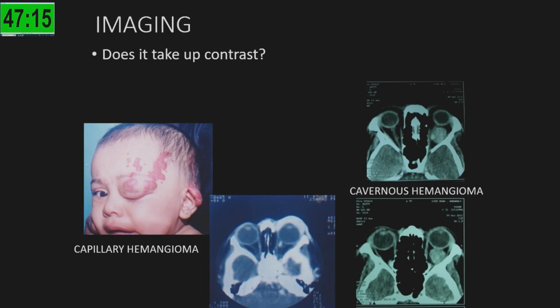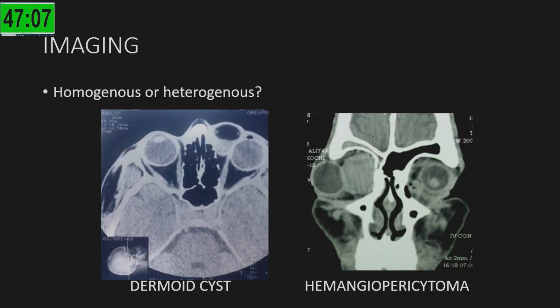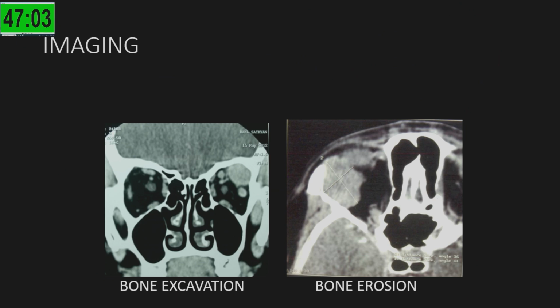So you have to look if it takes up contrast. Capillary hemangioma takes up contrast very well, whereas a cavernous hemangioma does not. And is it homogeneous or heterogeneous? Is there bone erosion or excavation? These are the points that you have to see in addition to the extent and all that.